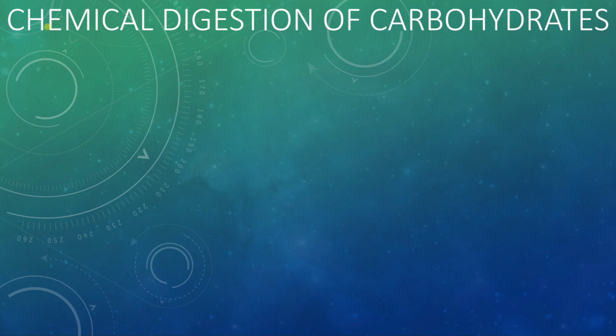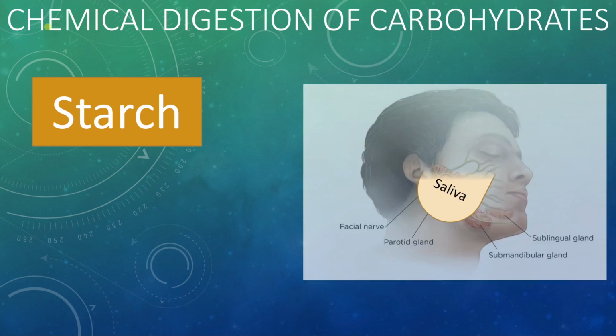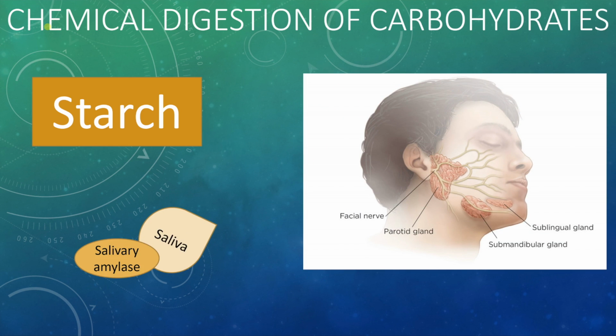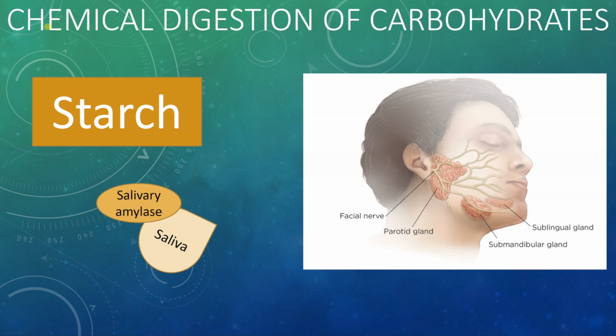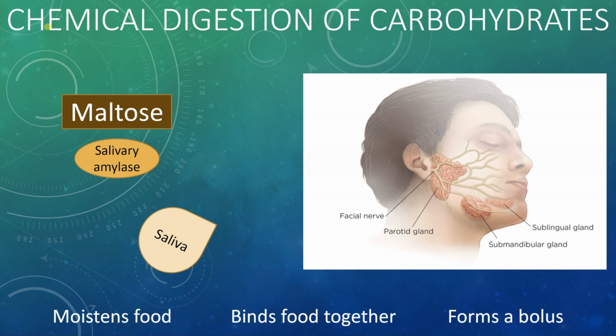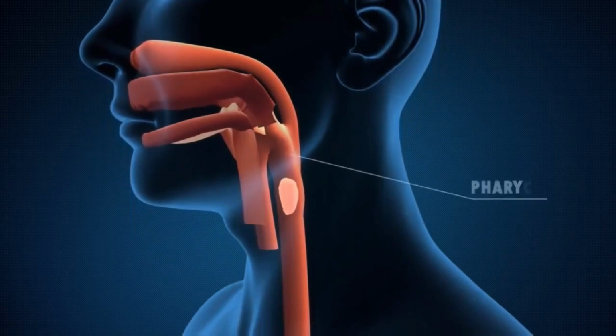The chemical digestion of carbohydrates, specifically starch, also begins in the mouth when salivary glands release saliva. Saliva contains salivary amylase, which breaks down starch into maltose, a smaller disaccharide. Additionally, saliva moistens all the food particles and binds them together, forming a bolus of food that's ready to move through the alimentary canal. Next, the tongue pushes the bolus of food into the pharynx.